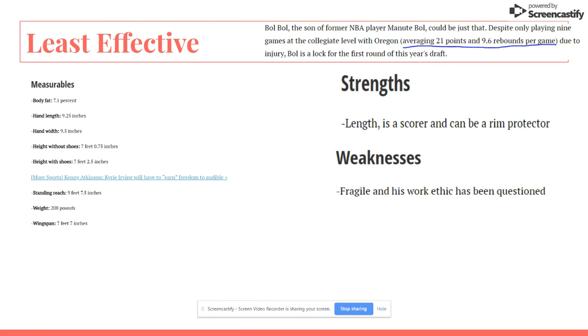Lastly, I have the least effective draft profile. This profile of Bobo does not include most of the conventions. Bobo does include some of the conventions, but is missing some like player comparison and overall statement, and surprisingly his position. But it is pretty obvious what position he plays based on his height. Most importantly, you can see that the strengths and weaknesses section doesn't go in depth and only provides a few words and that's it.